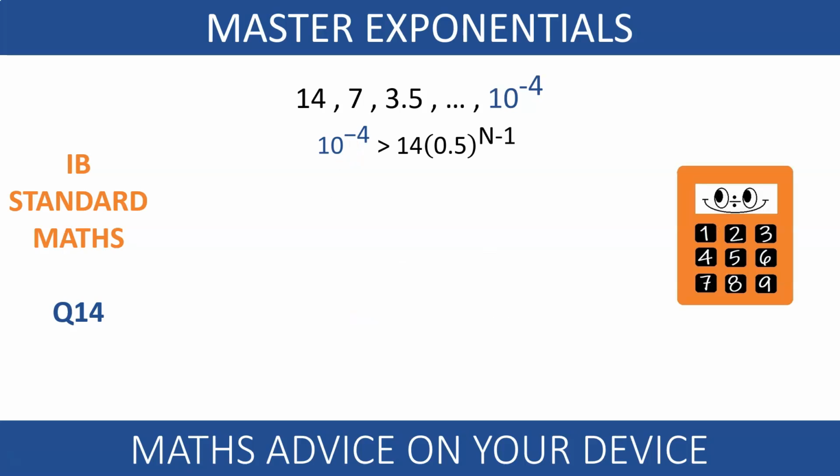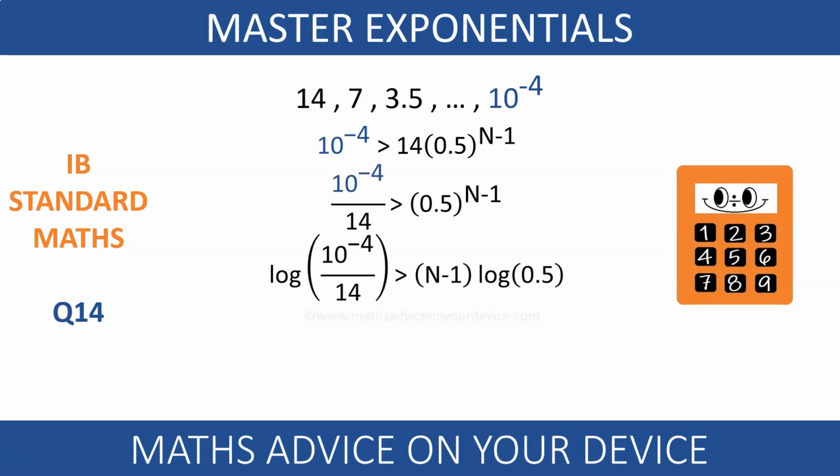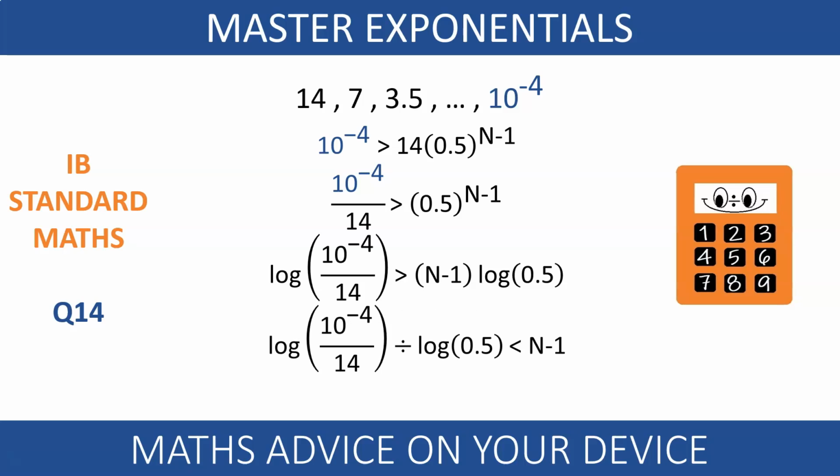To solve the exponential, we divide both sides by 14. And taking logarithms, we convert the exponent into a coefficient. Dividing both sides by log of 0.5 leaves n minus 1 by itself. However, since log of 0.5 is negative, the sign of the inequality changes. n must be bigger than this quotient plus 1. n must be at least 19.